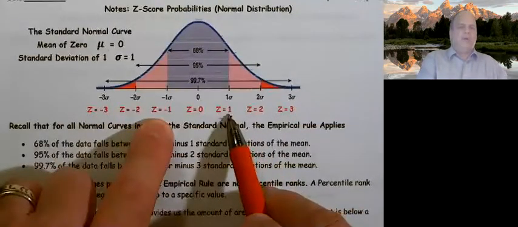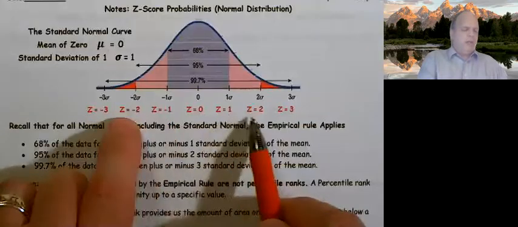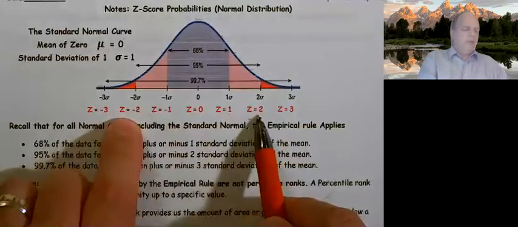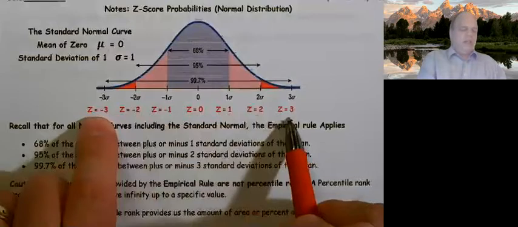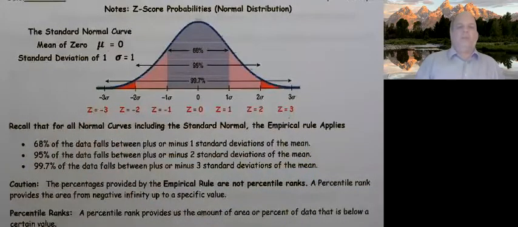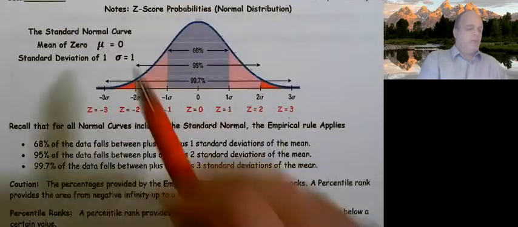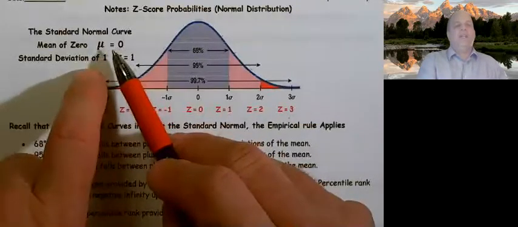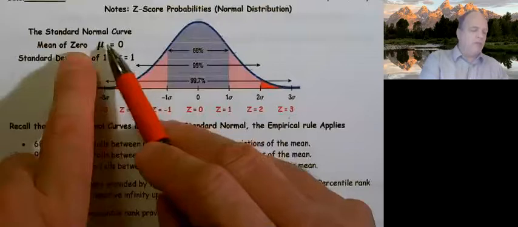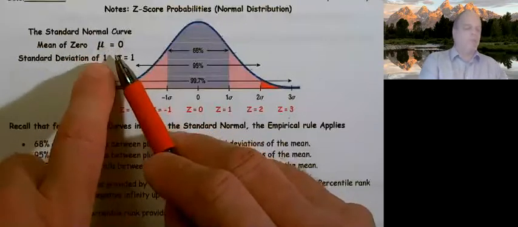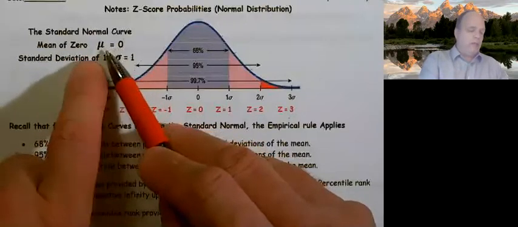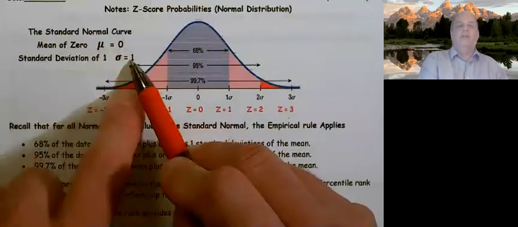Between -1 and +1 is 68%. Between -2 and +2 is 95%. Between -3 and +3 is 99.7% of the data. All right, and remember that is known as the empirical rule. And the empirical rule applies only to normal curves, but it applies to all normal curves. Please remember, there's an infinite number of means and standard deviations for normal curves, but the standard normal, the one we use z for, only has a mean of 0 and a standard deviation of 1. So the standard normal is always mean of 0, standard deviation of 1.